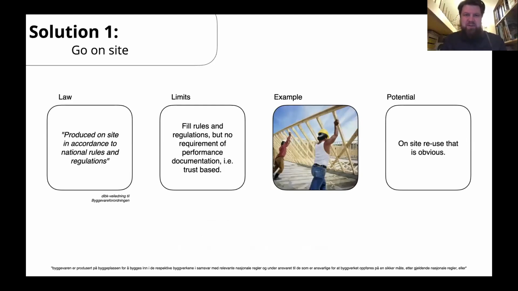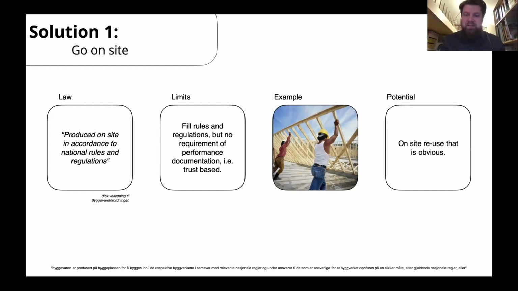So the first one is that there's an exemption in the law that says that if your elements are produced on site in accordance with national rules and regulations, you're actually allowed to put them out without the performance documentation. So it's sort of just trusted. Basically, with students, you can build on site and make elements out of things, and that's okay, as far as we can see.